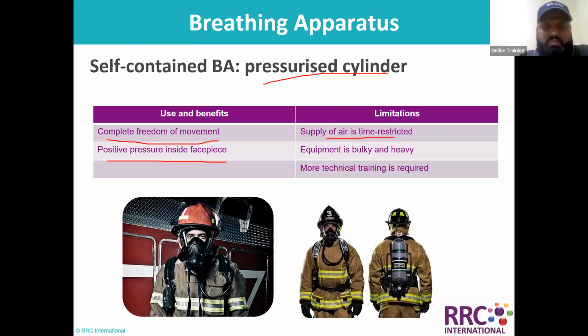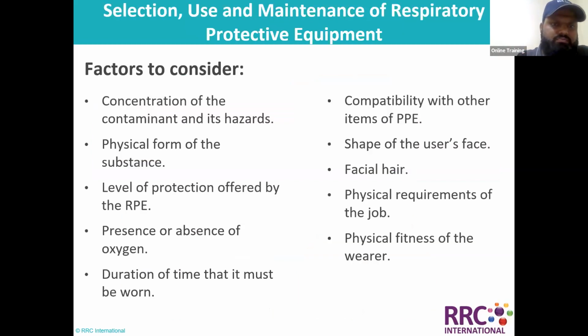The equipment is bulky, heavy and hard to wear. You can get a back injury even while you are wearing it. And more technical training is required. Of course, we are conducting training in different areas. You would have attended different trainings regarding how to wear it using the coat method or overhead method. So these are the different breathing apparatuses and their advantages and disadvantages.